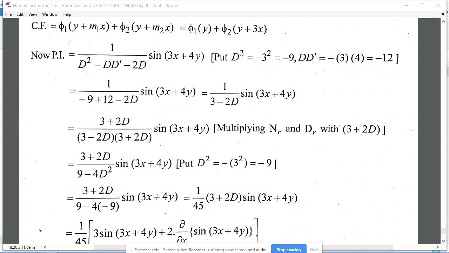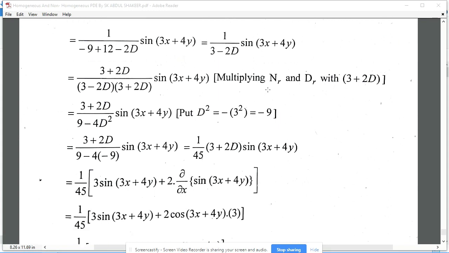So don't forget, D square is replaced with minus a square, D D dash is replaced with minus ab, and D dash square is replaced with minus b square. Here sine of 3x plus 4y is compared with sine of ax plus by. So a is 3 and b is 4. Replacing these values, we get the expression like 3 minus 2D in the denominator. Now rationalizing with the opposite term, that is 3 plus 2D, we multiply numerator and denominator with 3 plus 2D.